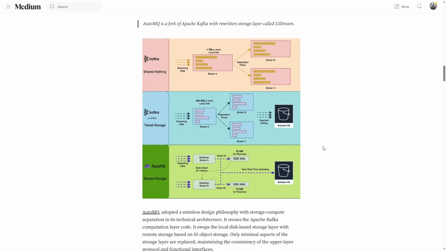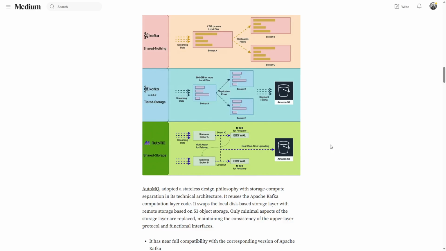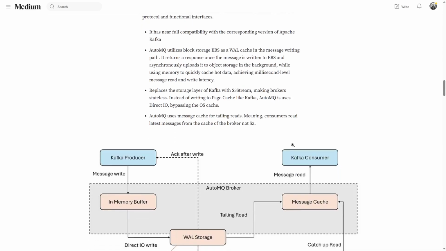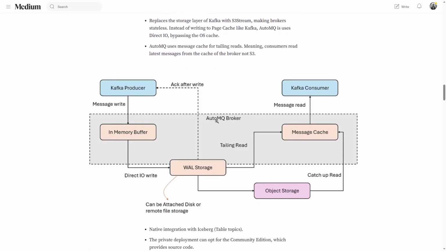Then there was another company called AutoMQ. This is again a fork of Apache Kafka. I will not say fork, but it has the core code base common with Apache Kafka. What they are trying to do is something we have already seen. They aim to make the brokers as efficient as possible. They are also offloading the data to an object storage. So their architecture is slightly different. They have chosen a hybrid approach.